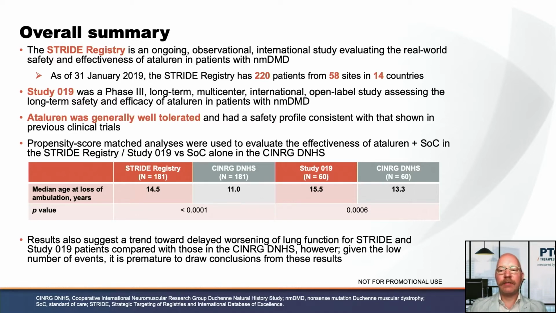Overall, Ataluren was generally well tolerated and had a safety profile which is consistent with what has been shown in previous clinical trials. The matched analysis presented today was used to evaluate the effectiveness of Ataluren plus standard of care in the STRIDE registry or, respectively, Study 019 compared to the standard of care alone in the Synergy cohort. Ataluren-treated patients in STRIDE showed a delayed loss of ambulation by around 3.5 years compared to the Synergy patients, and in Study 019, a delay by around 2.2 years.